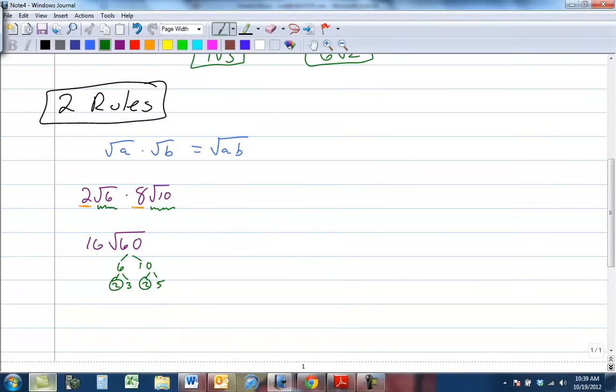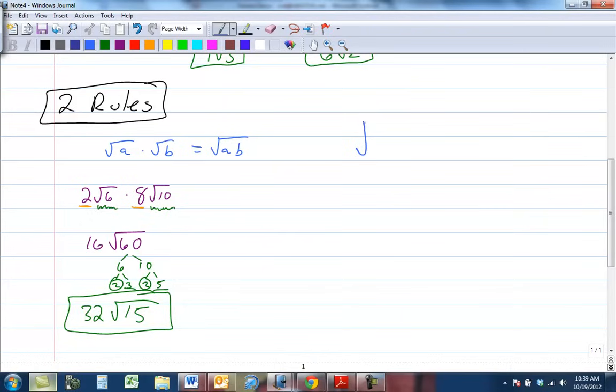So a 2 comes out. There's already a 16 outside here, right? So it would be 32 times the square root of... Now, 3 and 5 both got left behind inside radical land. So it's 32 root 15. Make sure you simplify completely. It's just like a fraction. If you can simplify, you got to simplify.